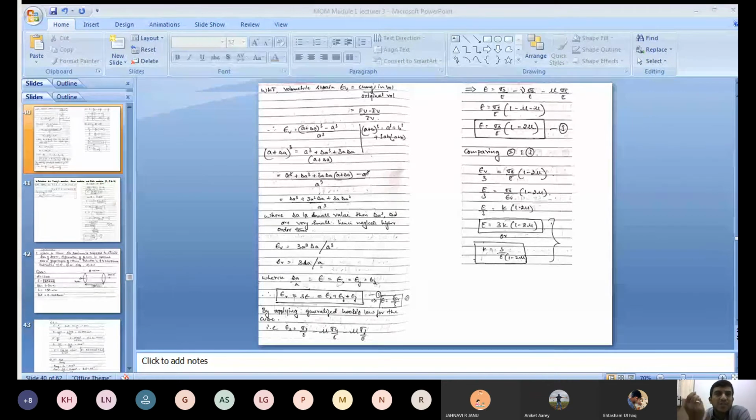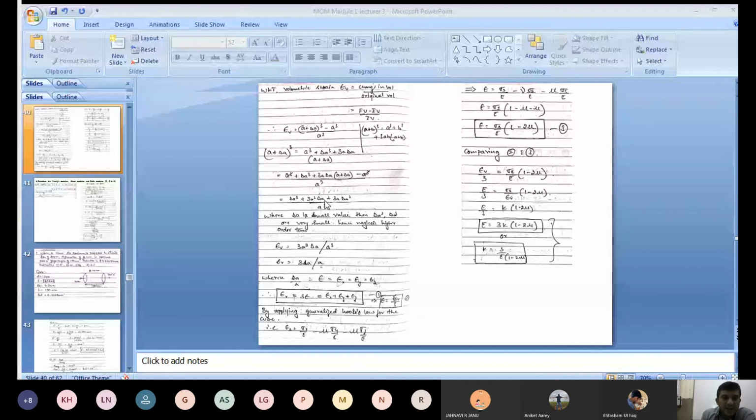Delta A is small. Assume delta A is 0.001. Now multiply 0.001 into 0.001, it becomes 0.1 into 10 to the power of minus 4 or minus 5, which is very small. Where delta A is small, delta A square and delta A cube become very small. Hence, neglect the higher order terms.